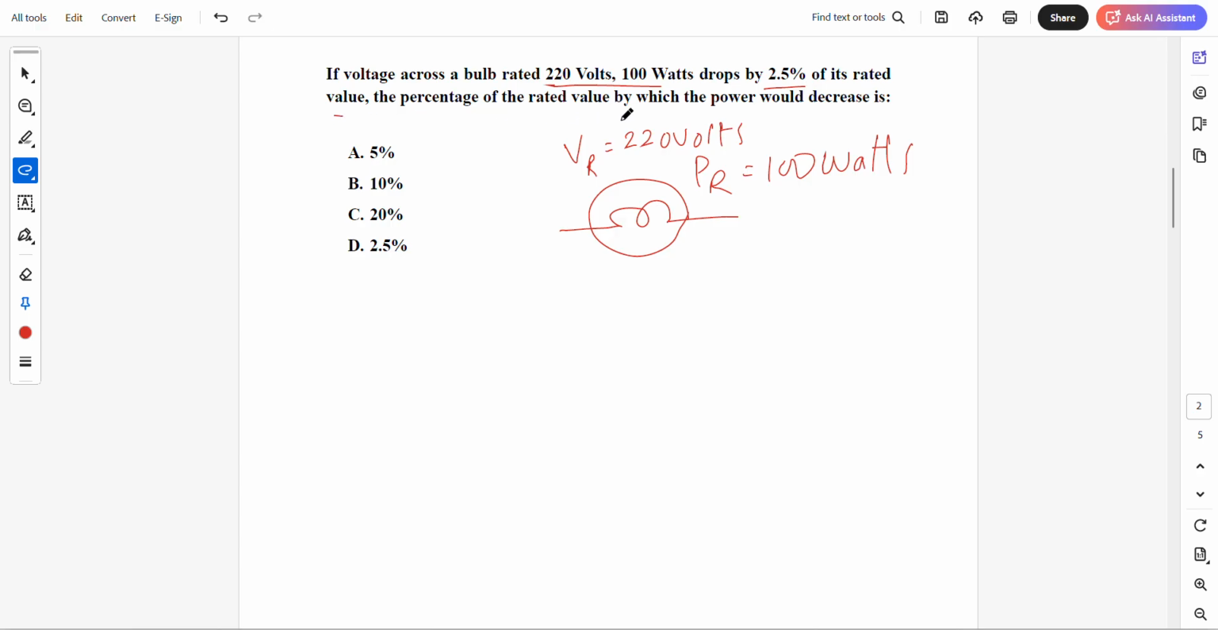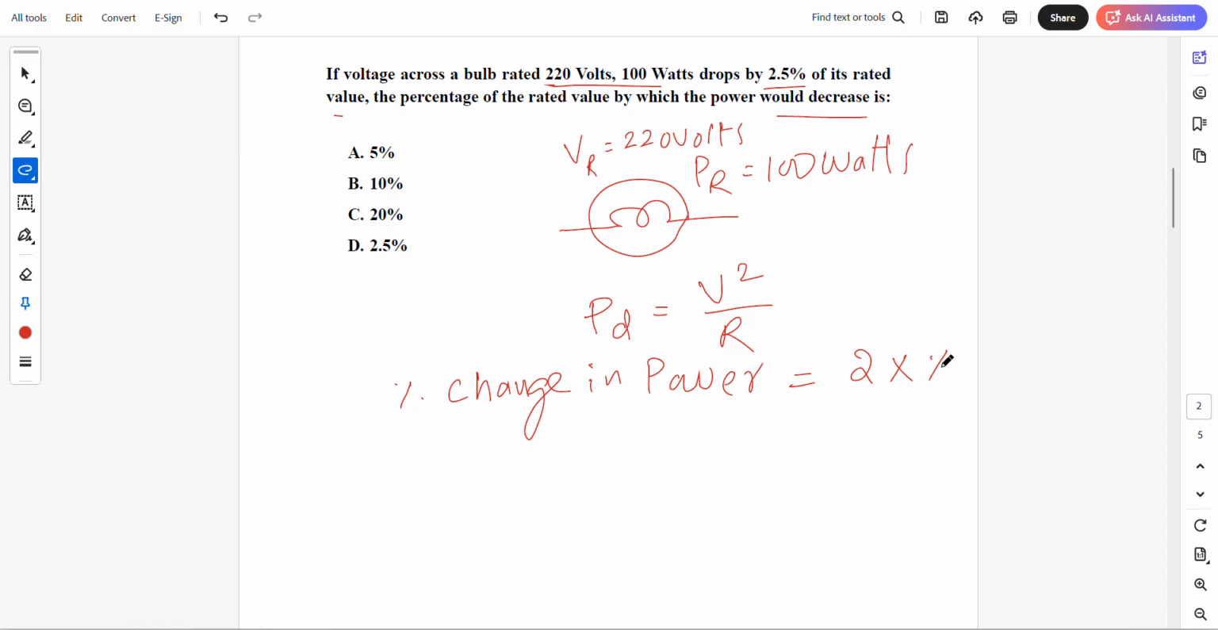The percentage of the rated value by which power would decrease is... power, what is the equation of power? It is given by P is equal to V square by R. Therefore, percentage change in power is equal to, since R is constant, by using error analysis I can write this as 2 into percentage change in voltage.